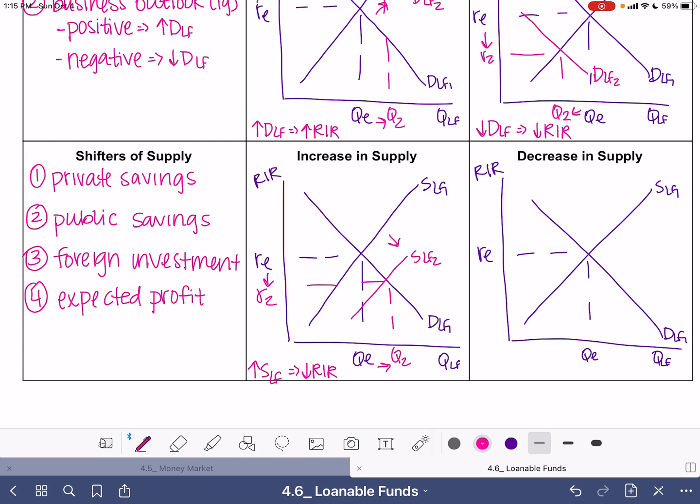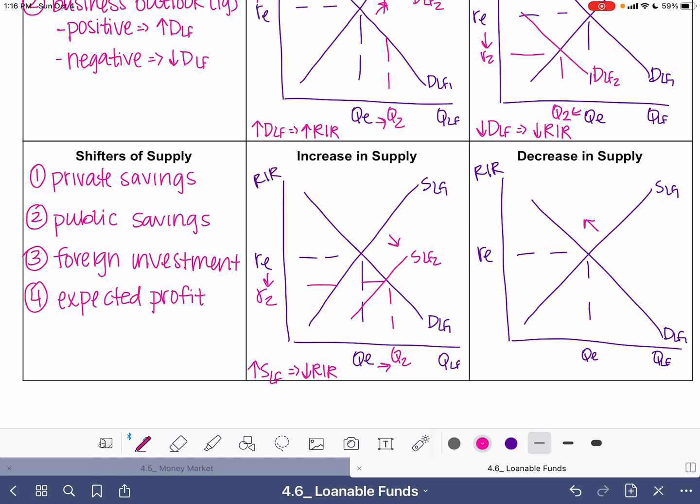And that makes sense. Supply of loanable funds is the availability of loans. This is creating the loans. So when we have more savings, we're going to have more loans, which will decrease the real interest rate. The more available a loan is, the lower the interest rate's going to be.